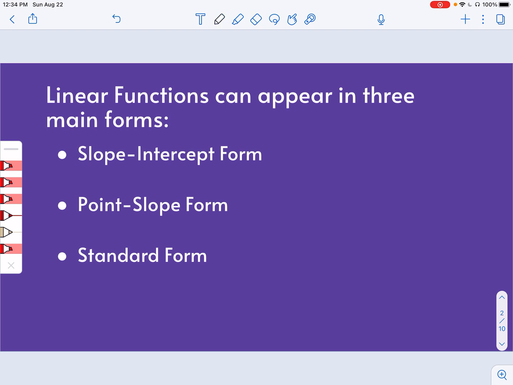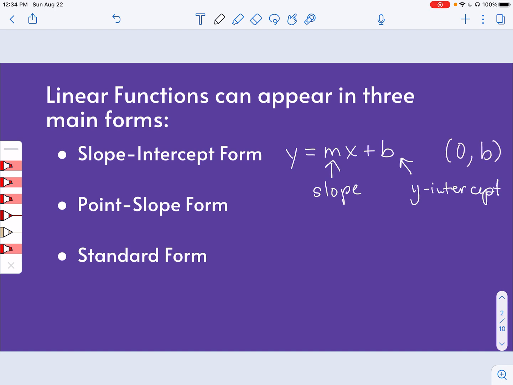So linear functions can appear in one of these three forms. There is slope-intercept, which is y equals m times x plus b, where m represents the slope, also known as rate of change or constant rate of change when we talk about linear functions, and b represents the y-intercept. And remember, a y-intercept is a point, so if you were asked what the y-intercept of this equation is, you'd say (0, b). So whatever that constant is, that's your y-intercept.